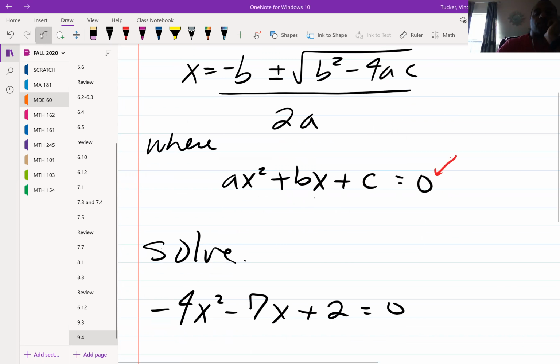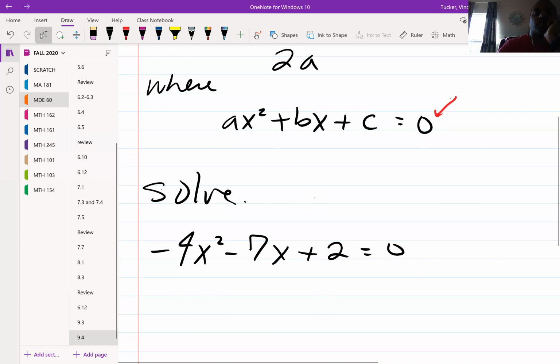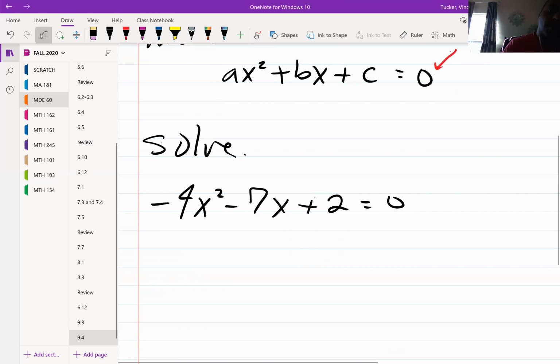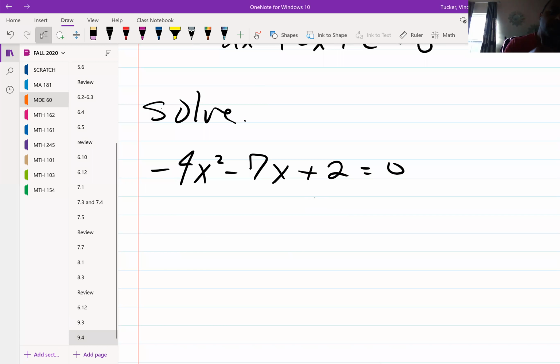All right, so scrolling up. Of course, if I scroll up too fast, let me know. Here we have negative 4x squared minus 7x plus 2 equal to 0. We are good as far as picking out a, b, and c right now because we have one side already set equal to 0. Once that's the case, a is negative 4, b is negative 7, c is 2.